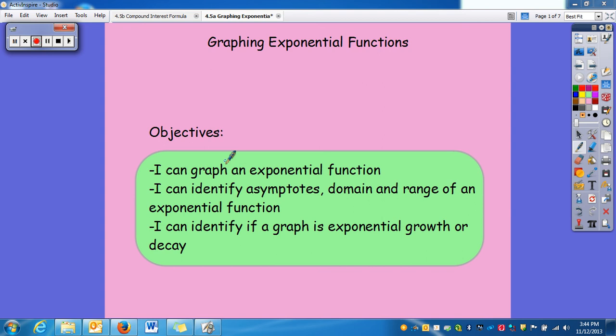In this video, we're going to learn how to graph exponential functions. We started this in class and we're just going to continue on with this. So your objectives are that you can graph an exponential function, you can identify asymptotes, which is one of our big vocab words for exponential, domain and range of an exponential function, and then you can identify whether it's exponential growth or decay.